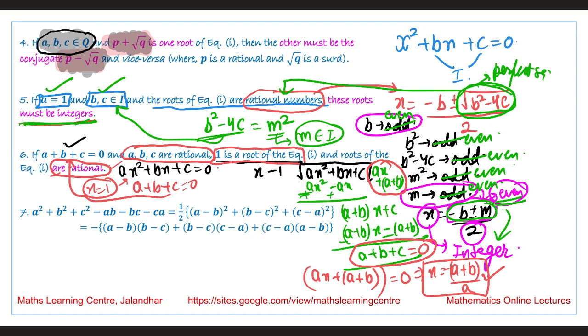Next we are given two identities over here, so you can remember these identities. a square plus b square plus c square minus ab minus bc minus ca is equal to 1 by 2 times (a minus b) whole square plus (b minus c) whole square plus (c minus a) whole square, and this is equivalent to minus of this term. So you can remember these identities. These will be used directly in your questions.